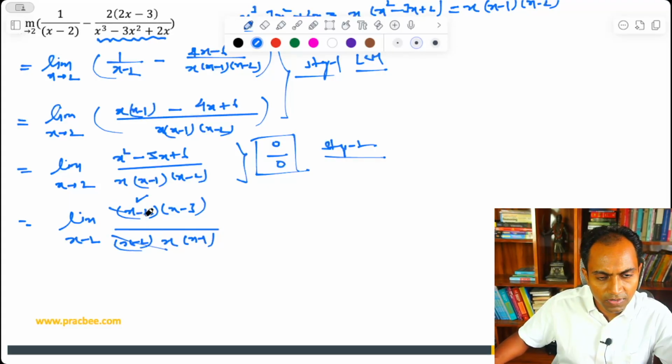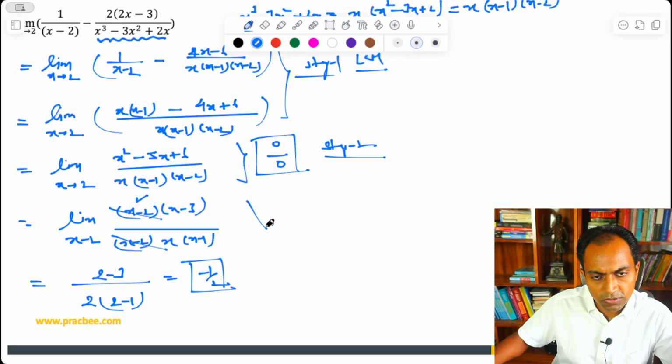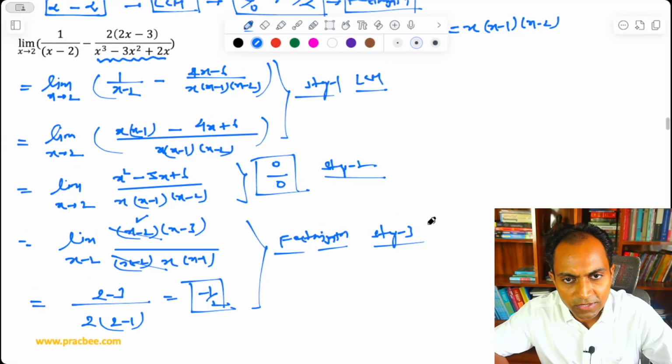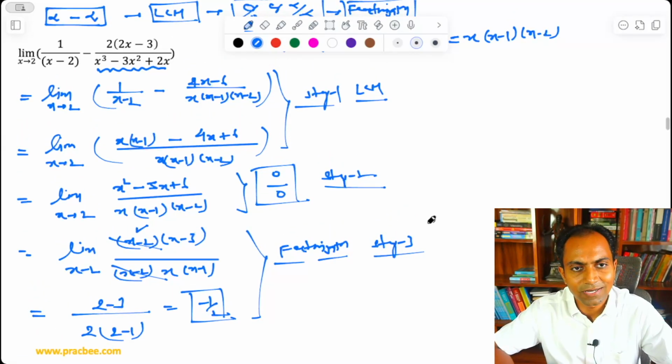Now this term will get cancelled out and indeterminacy will get removed. And if I substitute the limit through direct substitution, I will get my answer. So my answer becomes minus 1 by 2. So this is my step 3. What I have done is I have used factorization to solve this question. You can see that in all such infinity minus infinity forms, we are going to use these 3 steps to solve the question.